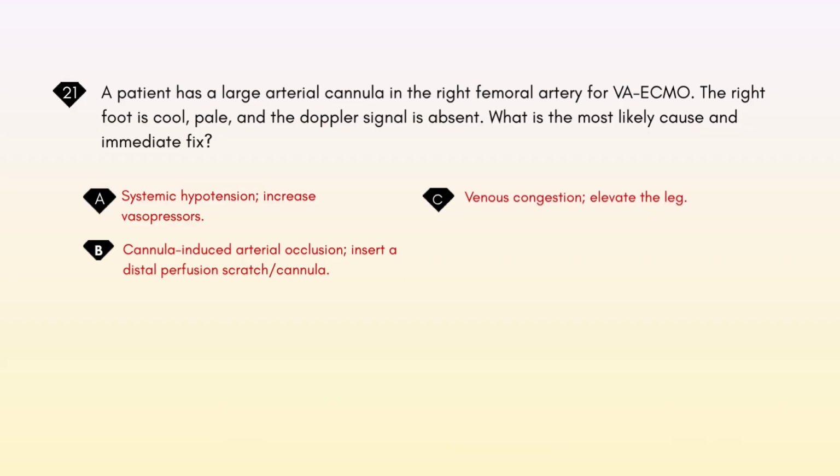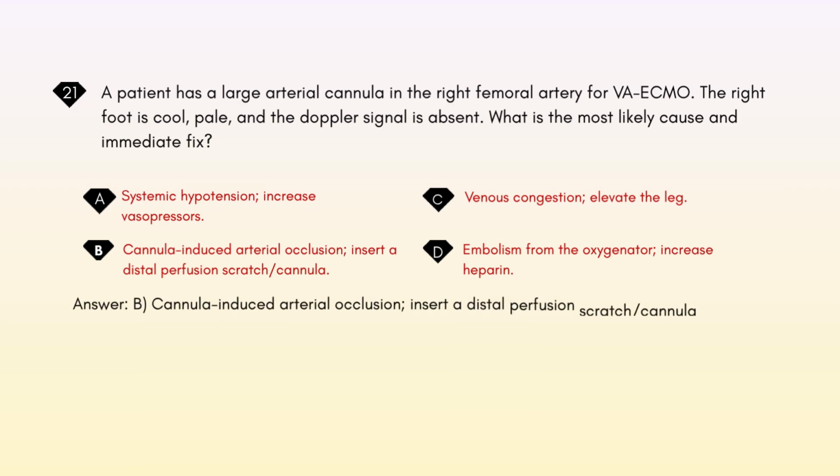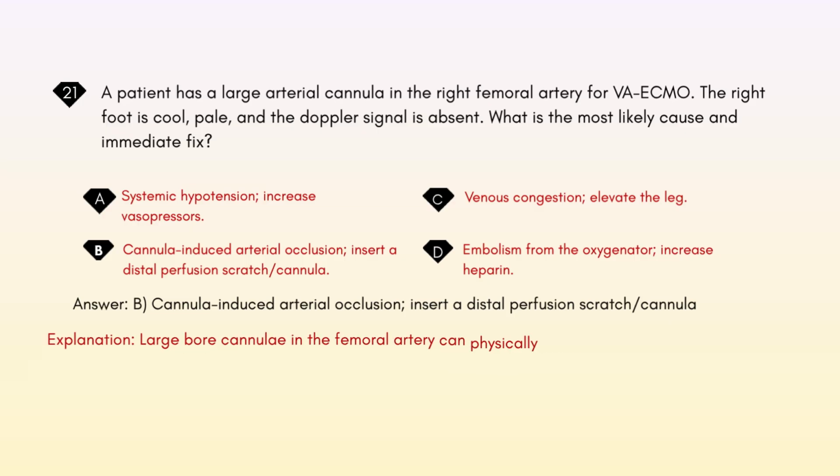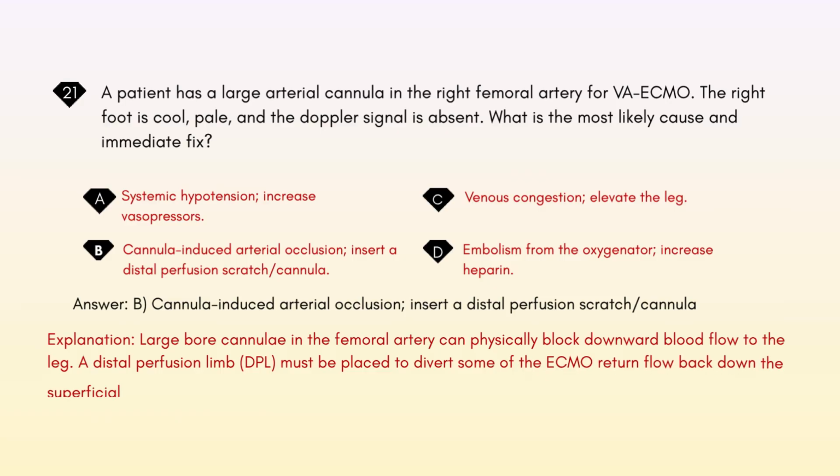C. Venous congestion, elevate the leg. D. Embolism from the oxygenator, increase heparin. Answer: B. Cannula-induced arterial occlusion. Insert a distal perfusion scratch/cannula. Explanation: large bore cannulae in the femoral artery can physically block downward blood flow to the leg.